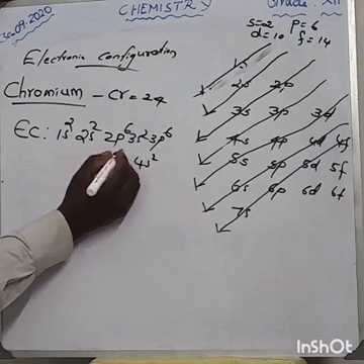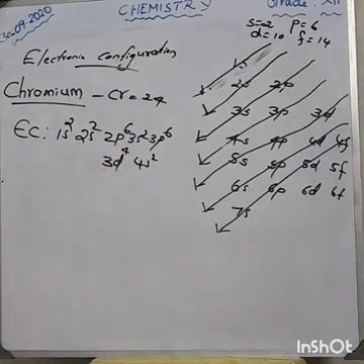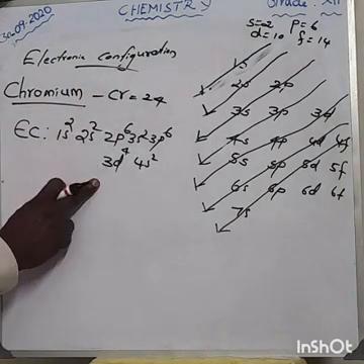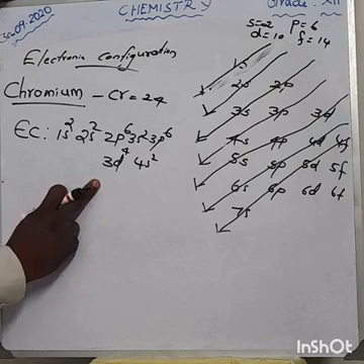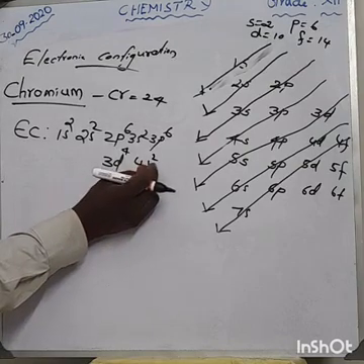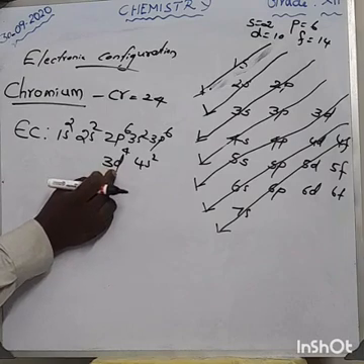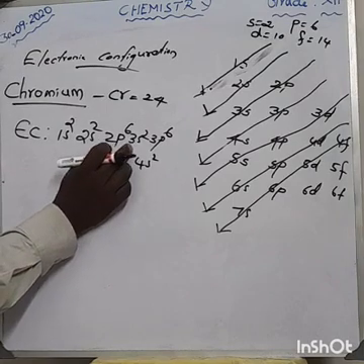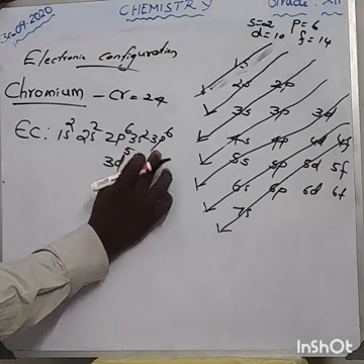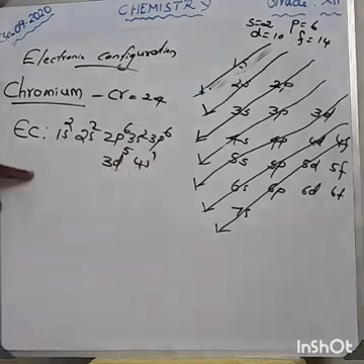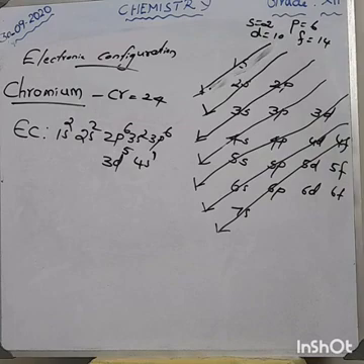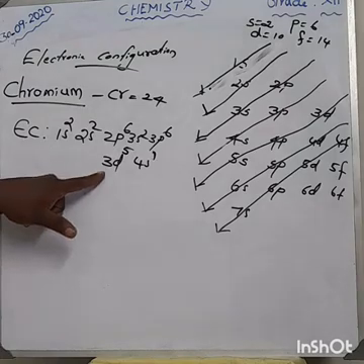Don't write 4 here. If you write 4, that means 24, it is okay. The electronic configuration of chromium is okay, but it is wrong. You should move one electron into the d subshell, that is 3d5, 4s1. Okay, how will you write? 3d5, 4s1. This is the correct electronic configuration. The expected configuration 3d4, 4s2 is not the actual one.